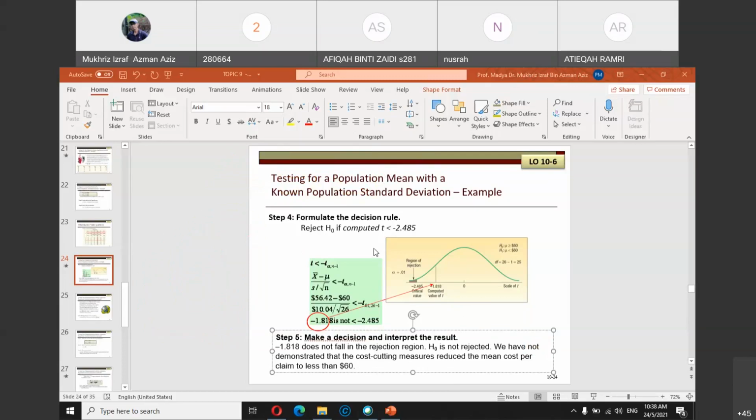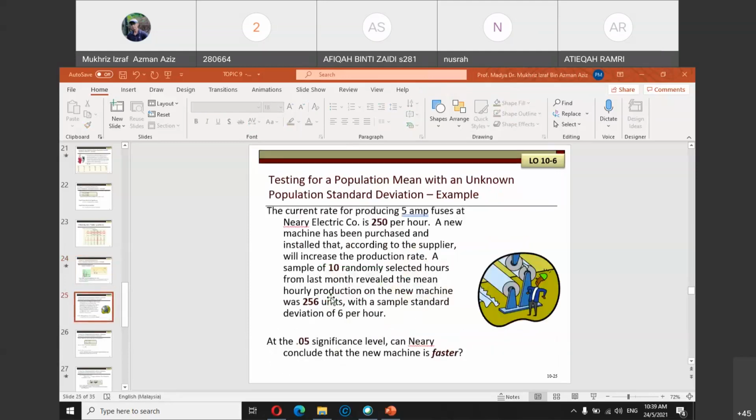The only difference is if you use T distribution, you need to use the T table to determine your critical value. That's it. And also if you are given a question like this, you need to calculate manually what your sample standard deviation is.